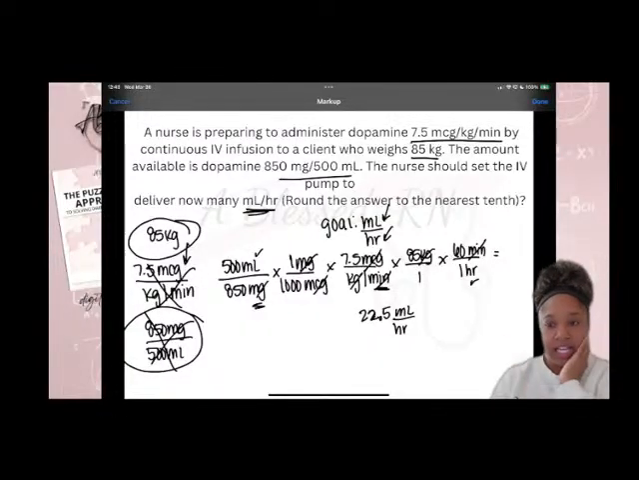Is this the hardest dosage calculation gets? No. There is one more that really trips people up. It's a microgram per kilogram per minute, but it'll be easy. Just like this, you just put together your puzzle pieces.